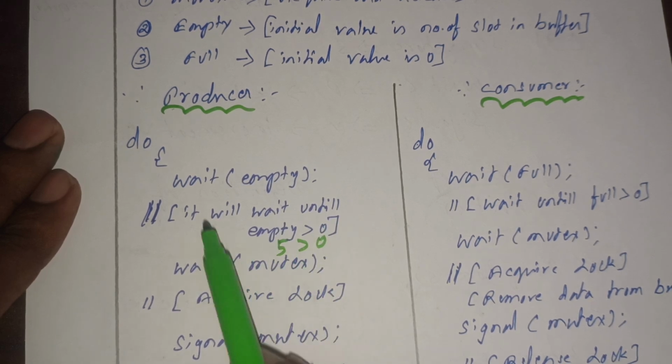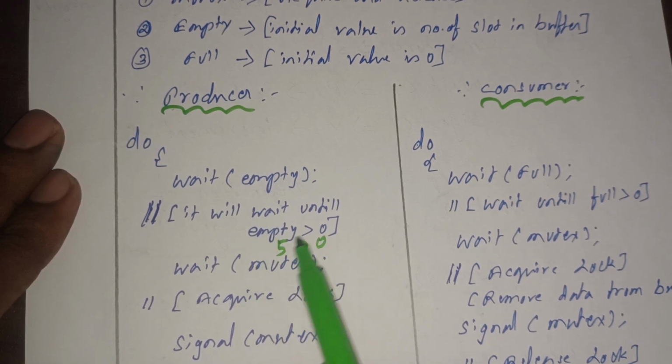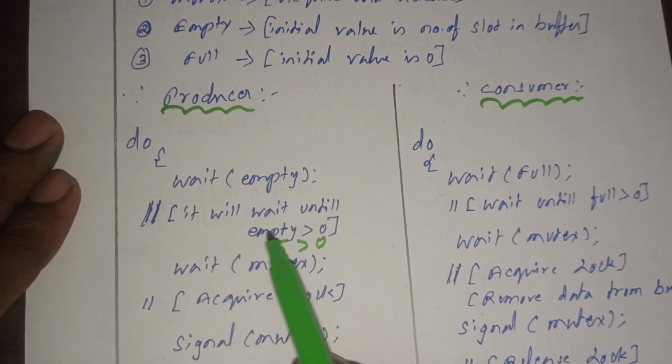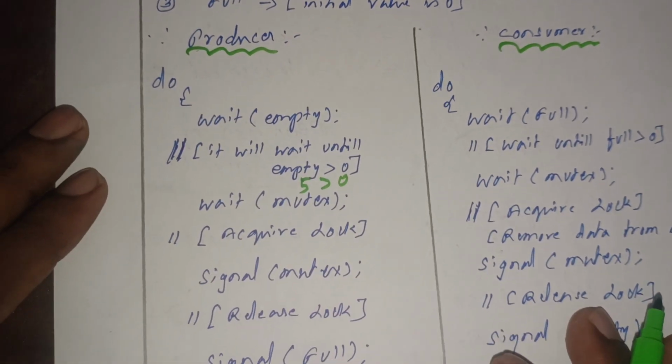If it is 1, it can produce. If it is 2, it can produce. 3, it can produce. 4, it can produce. 5, it can produce. That means the empty count should be greater than 0. Only then can the producer produce. Let's see how it is produced.